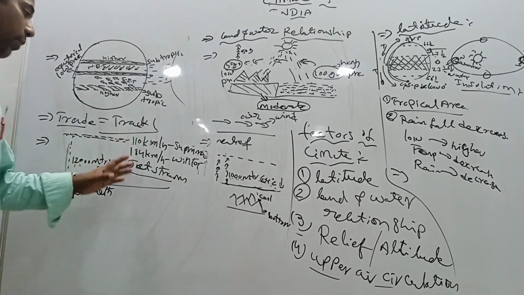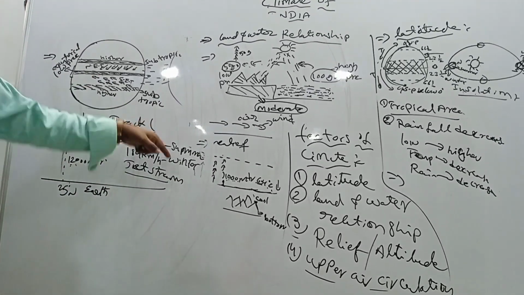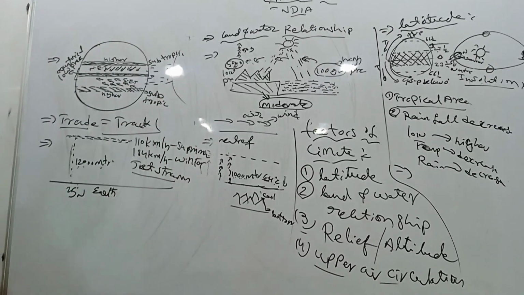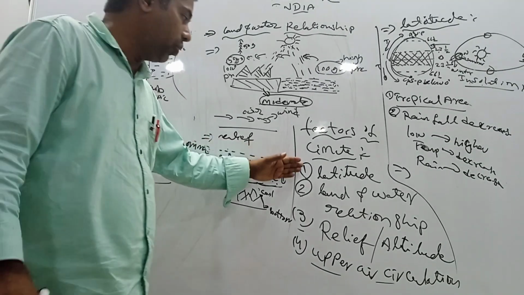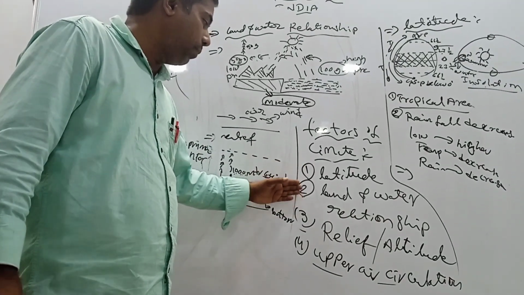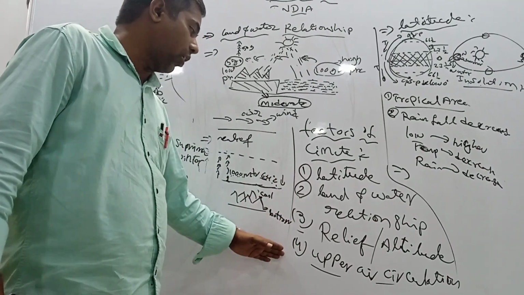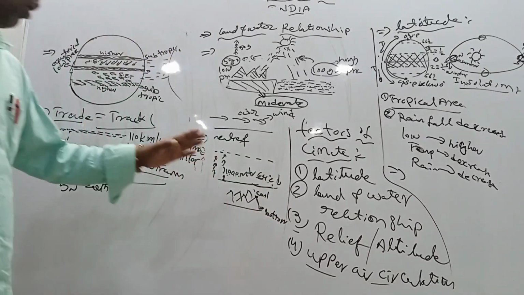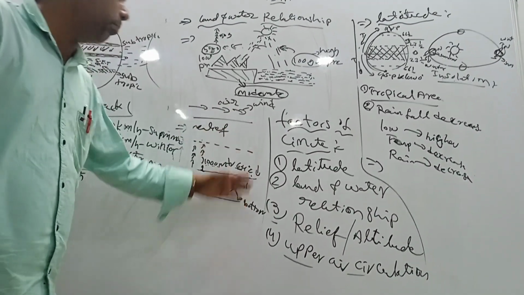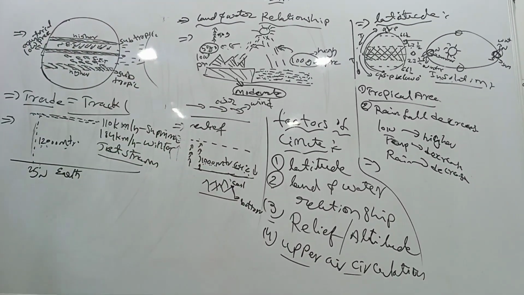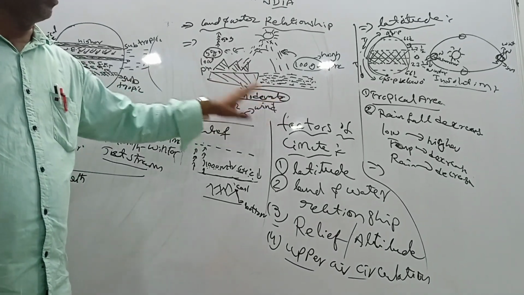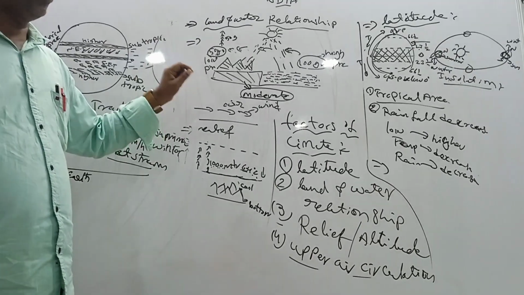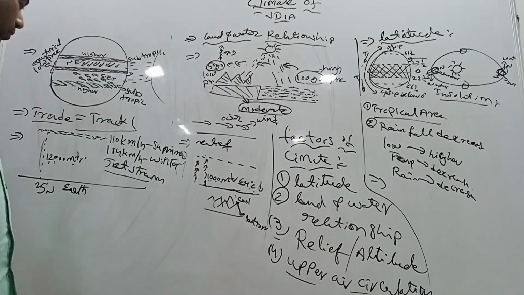So the jet stream is also one of the factors that influence climate, and the rainy season will start. So these factors: latitude, land and water relationship, relief, and upper air circulation. These four are important factors that influence climate. So this is the answer, the factors of climate, and this is a very important answer in our textbook. Okay, thank you.